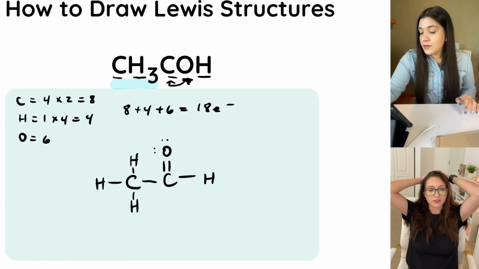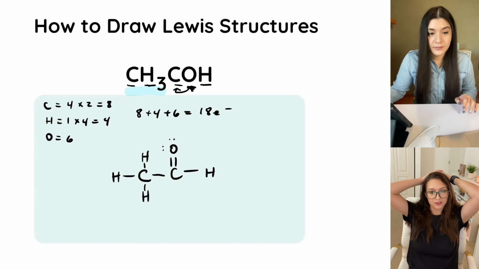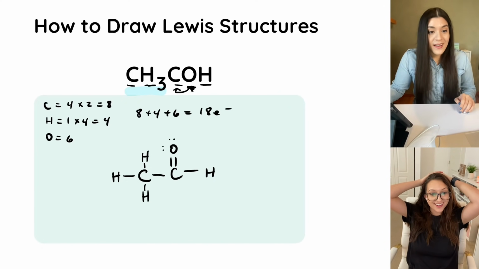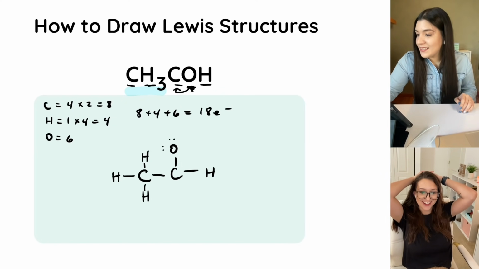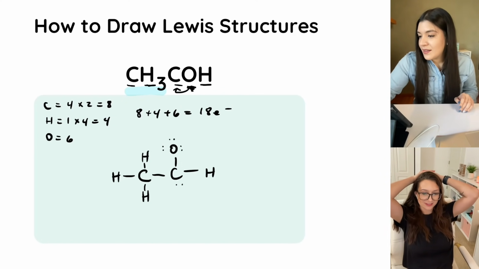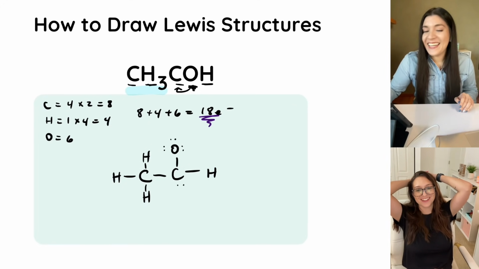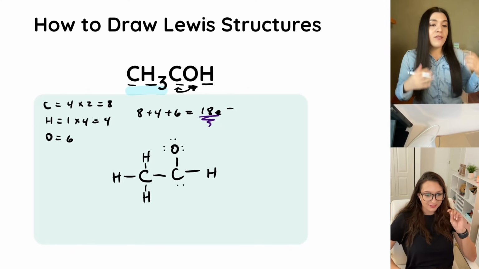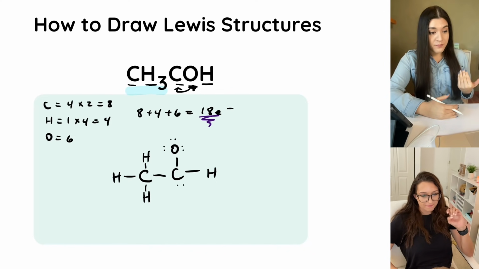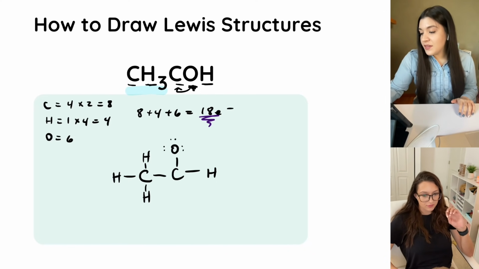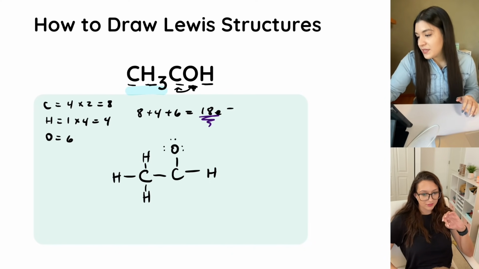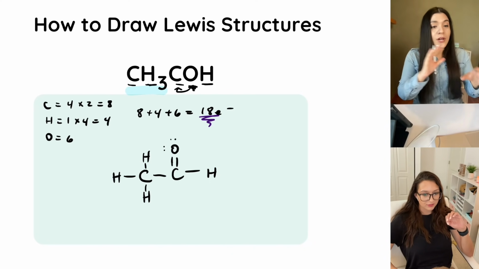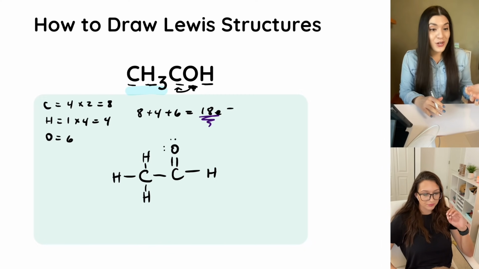Would it be wrong if you just decided to add a lone pair to the carbon itself? Yes, it would. Why? Because then we're adding electrons. Exactly, then we have 20 valence electrons. So you always want to have the total number of valence electrons. That's why that's the first step. We're moving around the electrons just to get the best structure. That's essentially what Lewis structures are: we're trying to build the best, most favorable structure.